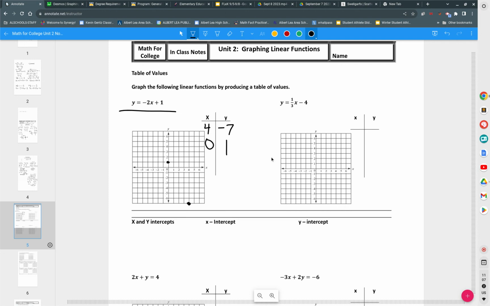Nolan, what number would you like to plug in? 6. Plug in 6, I get -12, plus 1 is -11. That's off my graph. Anybody think of one that could be on the graph? 2. Sure, 2 would work. I plug in 2. -2 times 2 is -4, plus 1 is -3. So I go over 2 and down 3. Making a table is always a nice way to create a graph. Not the quickest way, but it's an option.